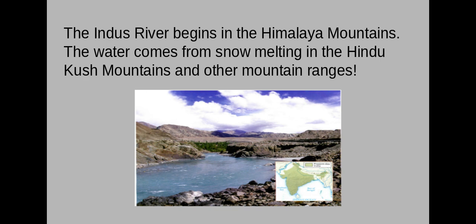Now, the Indus River begins in the Himalaya Mountains. The water comes from the snow melting in the Hindu Kush Mountains and other mountain ranges. So there's constantly an overflowing amount of water. The river is never going to run dry due to the ice melting and the snow melting in the mountains.